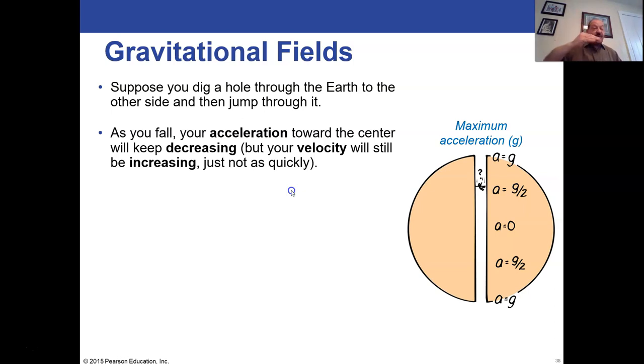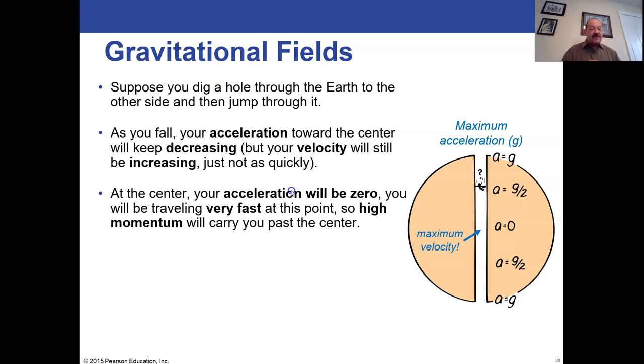So if you get halfway to the center, not halfway through the Earth, halfway to the center, so we're a quarter way through the tube, gravity is half at that point. So you're still accelerating because you have acceleration. You're still going faster and faster. You're not accelerating as quickly as you were before, but you're still getting faster and faster. So by the time you get to the center of the Earth, you're at the maximum you're ever going to get. But now the gravity is zero.